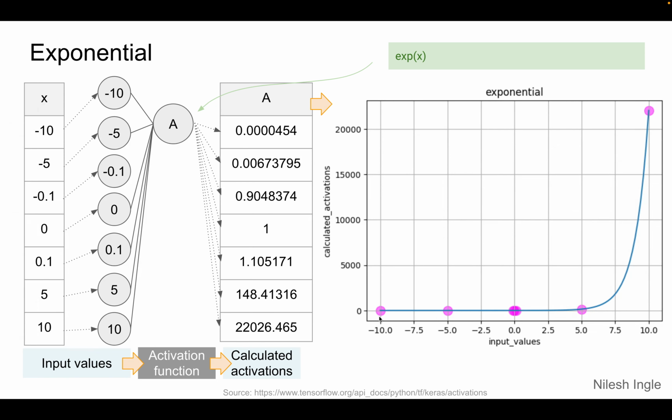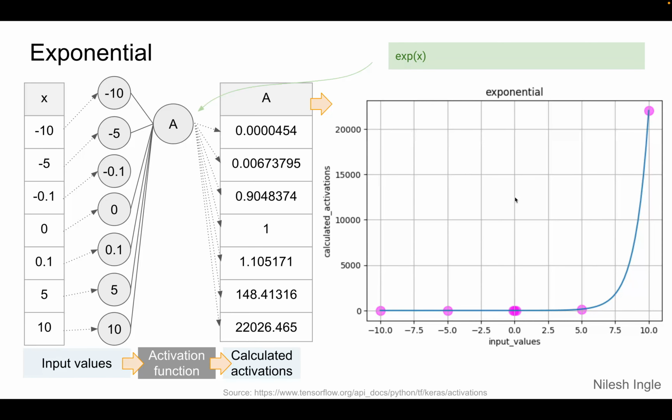So what we can see is the shape of the curve for the exponential activation. We have almost a horizontal line right up to 5, and after that it gradually increases, and then it spikes to the maximum value of plus 10 that we have in this data set.